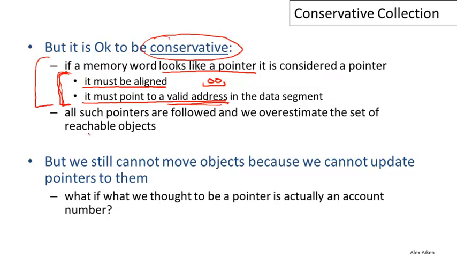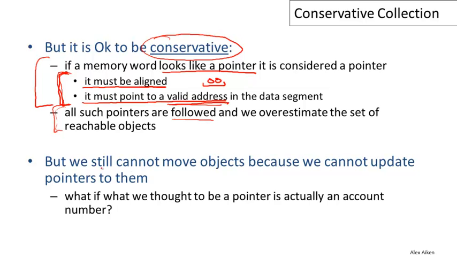And what we're going to do then is, if it looks like a pointer, we're going to consider it to be a pointer, we'll follow it, and then we'll end up overestimating the set of reachable objects. We may keep around some stuff that isn't reachable at all, but that's all right. It's always okay to keep around more stuff than necessary.